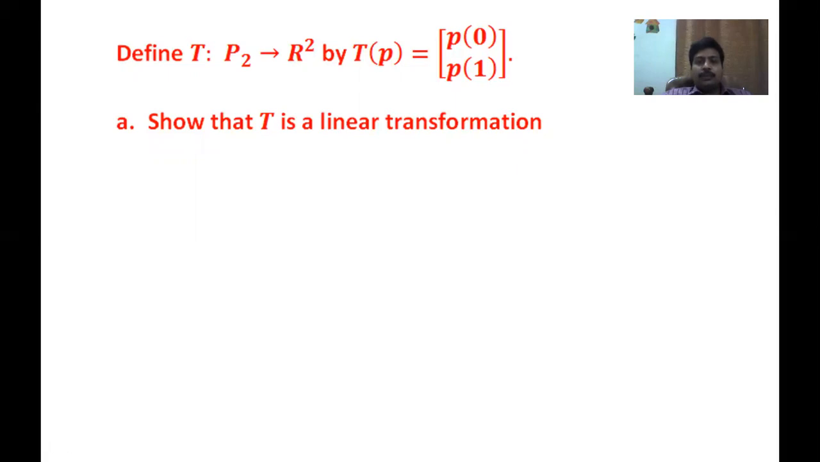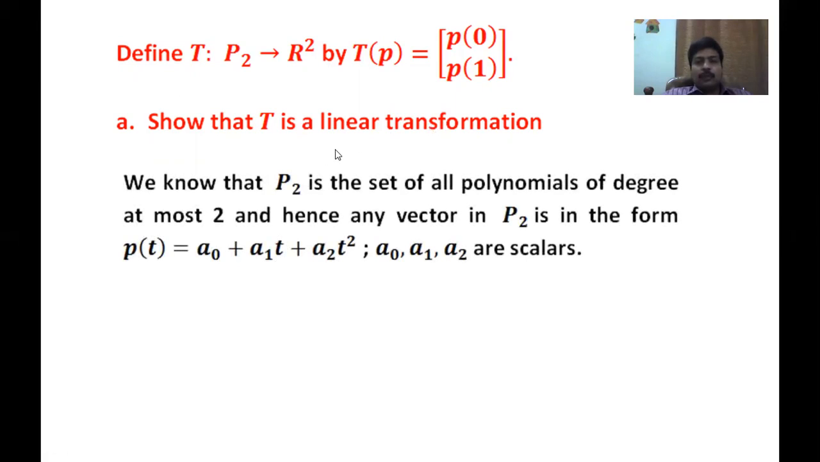First we do this with the mathematical notations. Later we move on to see the numerical examples also. We know that this P2 is the set of all polynomials of degree at most 2, and we have seen that this is a vector space.